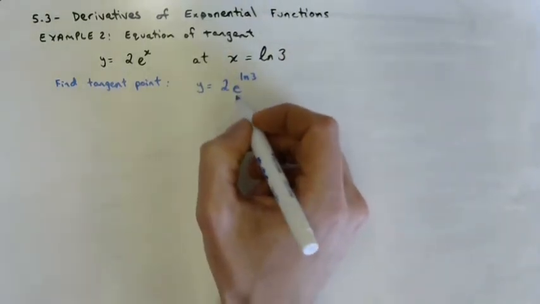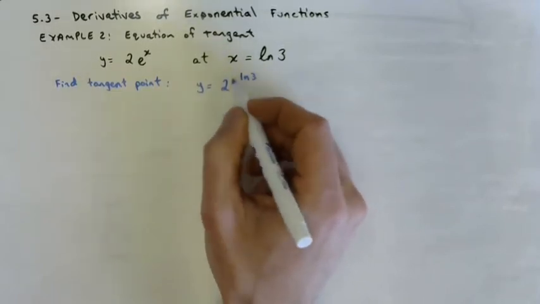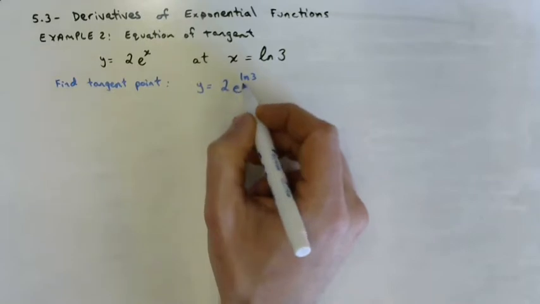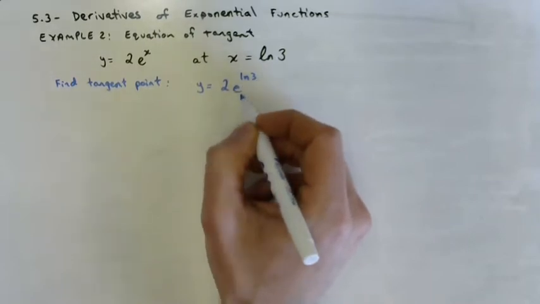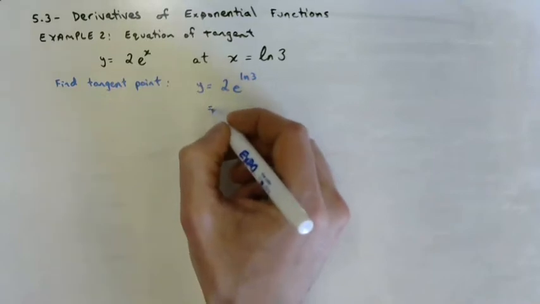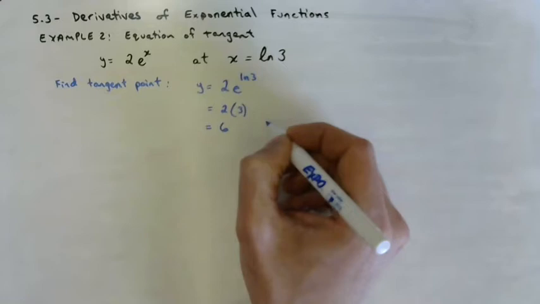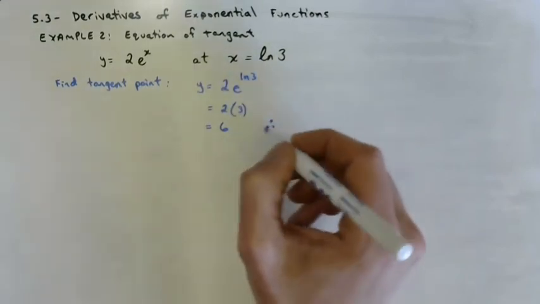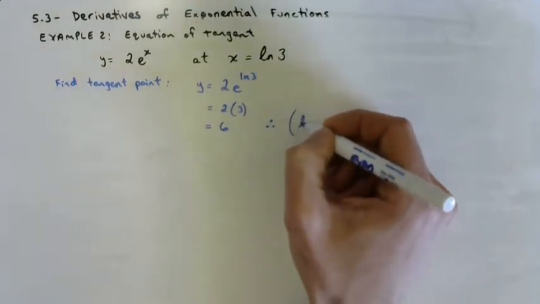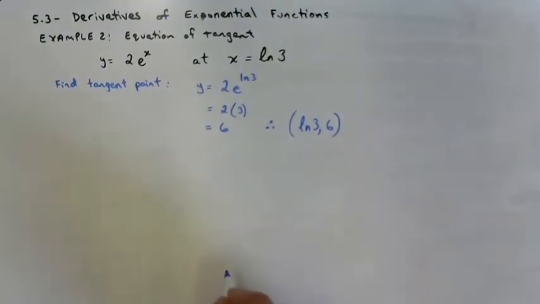Well, again, this one, we know a rule for doing this. We don't even need our calculator anymore. We know that e raised to the natural log of 3, which is just e to the log of 3 base e, is going to be 3. So this is 2 times 3, which is 6, which gives us a tangent point of natural log of 3, 6. We'll save that for later.